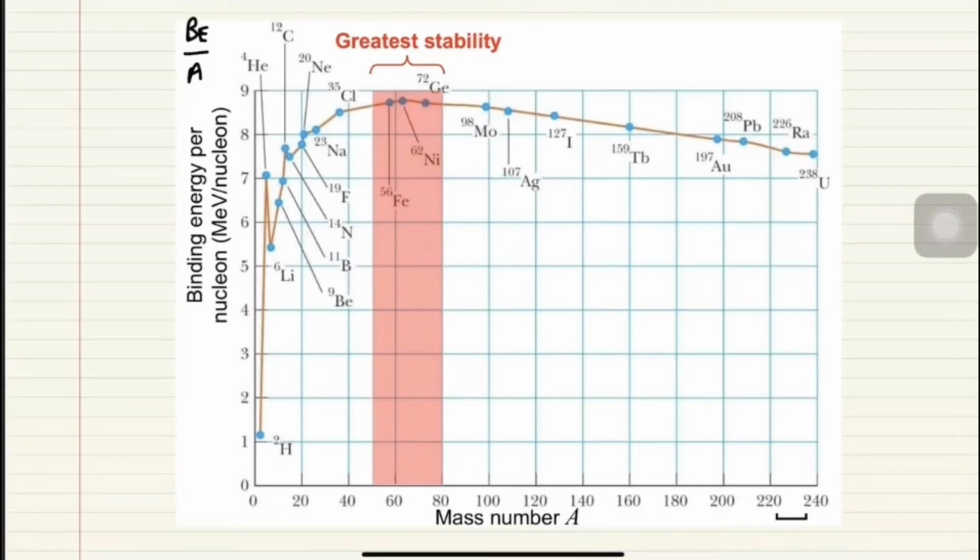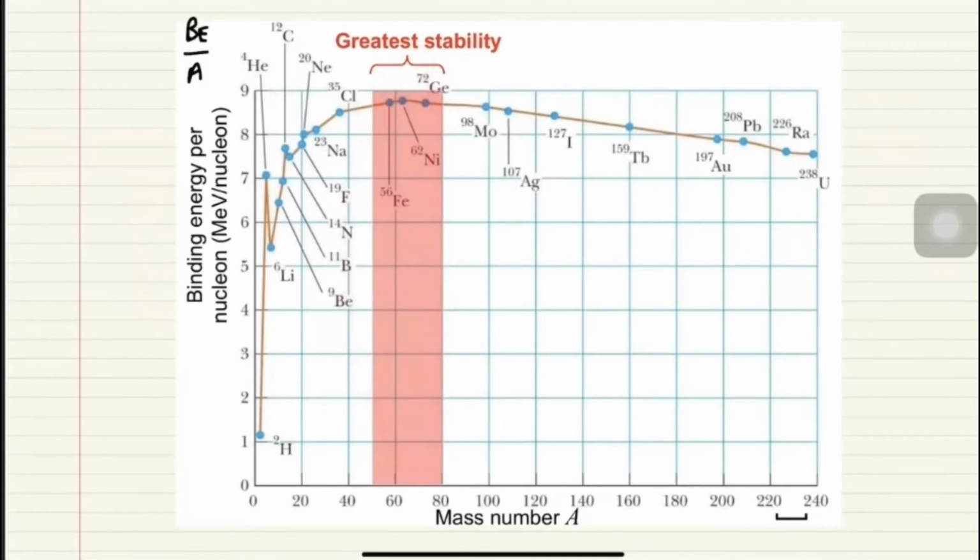If it's not in that region, like this region and this region, it will decay towards the more stable one, in the middle, towards here. If you notice, the highest one here is nickel. And there is ferrum and Ge, I'm not sure what it is.